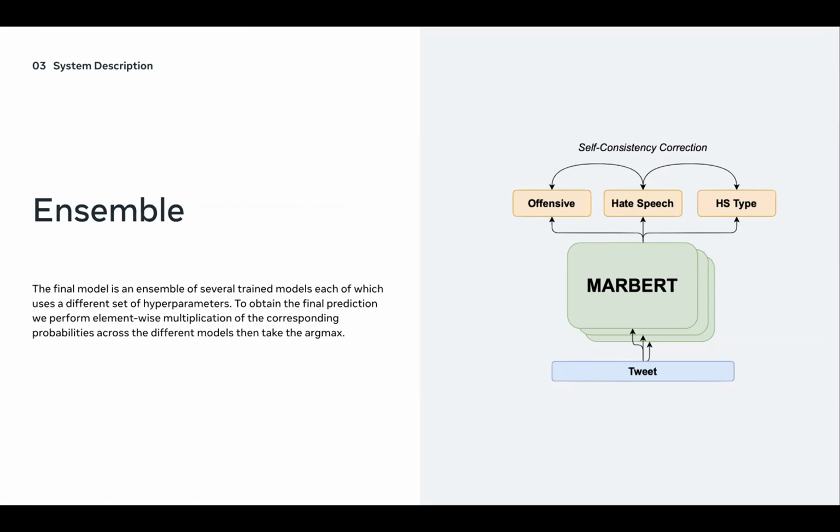But note that the final model is an ensemble of several trained models, each of which uses a different set of hyperparameters. And to obtain the final prediction, we perform an element-wise multiplication of the corresponding probabilities across the different models, then take the argmax in order to get the final prediction.